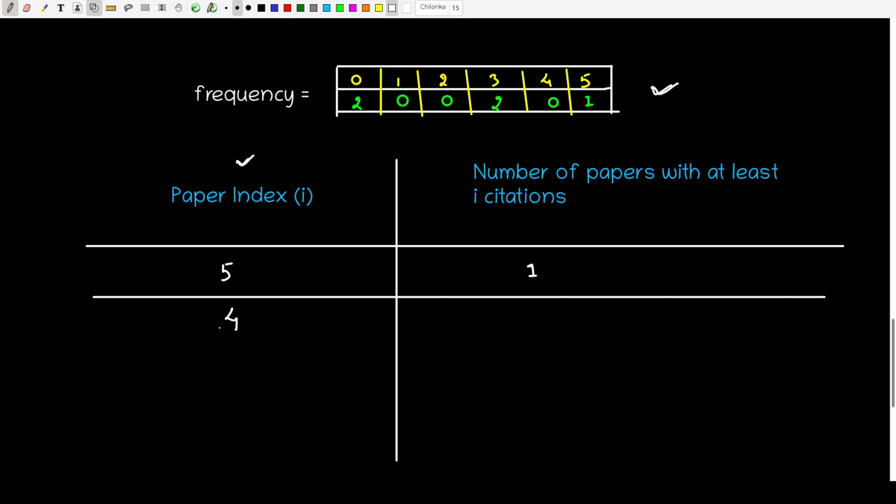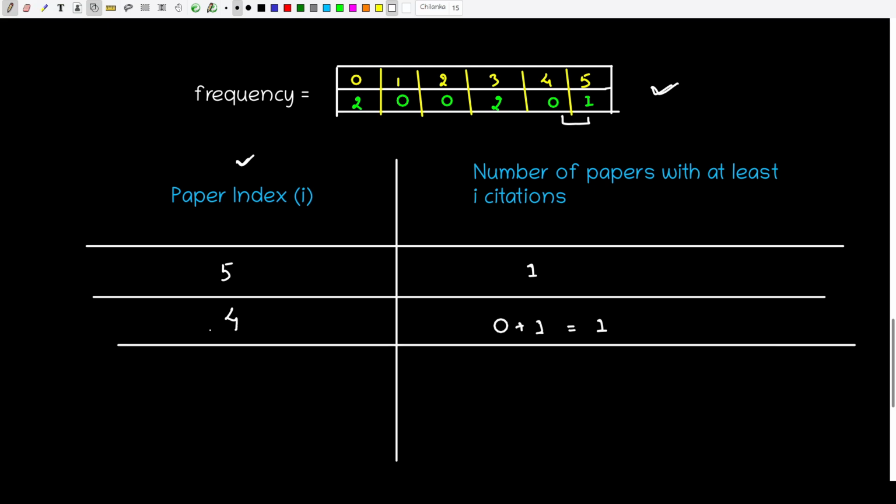Now let us compute the number of papers with at least 4 citations. So the number of papers with at least 4 citations will be given by the summation of these two values. So over here this value will be equal to 0 plus 1, which is equal to 1. Again, this also does not satisfy our definition of h index, because of which we are proceeding further.